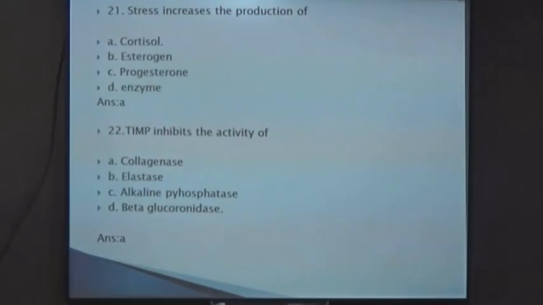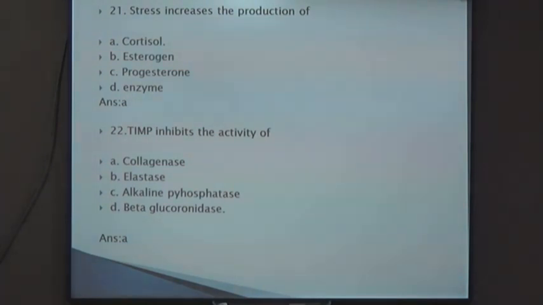MMP has an opposite, TIMP. We usually say MMP, right? Metalloproteinases. It's a tissue inhibitor of metalloproteinases. For example, tetracycline also acts on tissue inhibitor of metalloproteinases. Okay. So tissue inhibitor of metalloproteinases inhibits the activity of collagenase. Because alkaline phosphatase and beta glucuronidase are the enzymes which are present in the saliva. Okay. So TIMP, tissue inhibitor of metalloproteinases, inhibits the activity of collagenases. Metalloproteinases, TIMP. Okay.